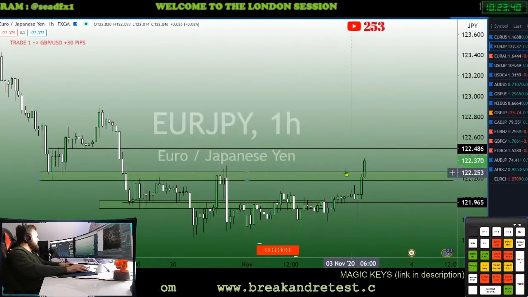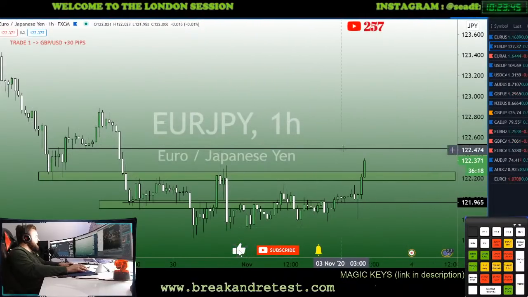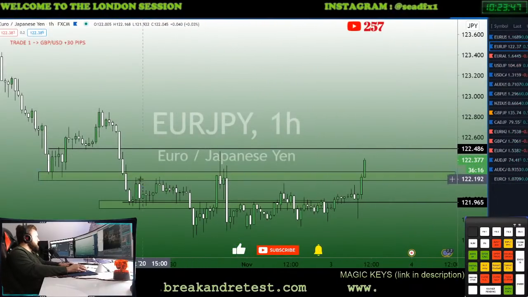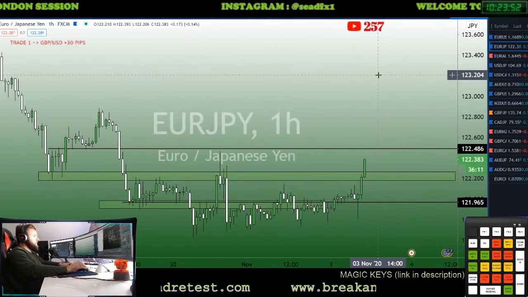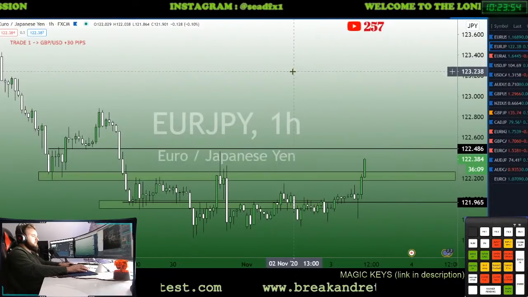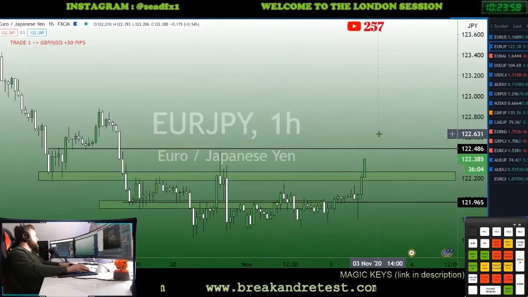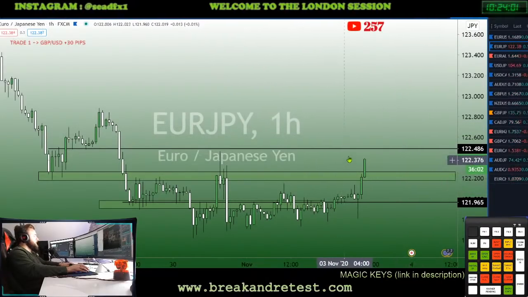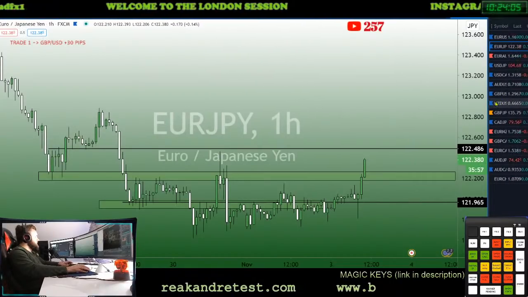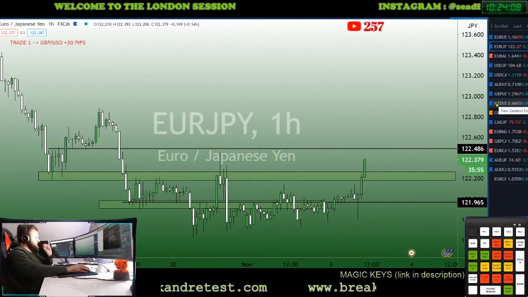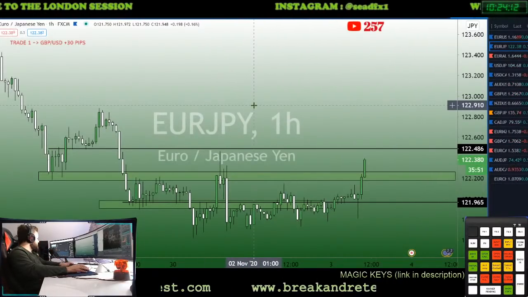A retest is when price breaks a zone, closes above that zone, and it comes and touches the same zone and then continues to the upside. That's a retest. What you can do is also switch to a lower time frame, and on that lower time frame you see some rejections. These rejections will tell you that price is making a retest.